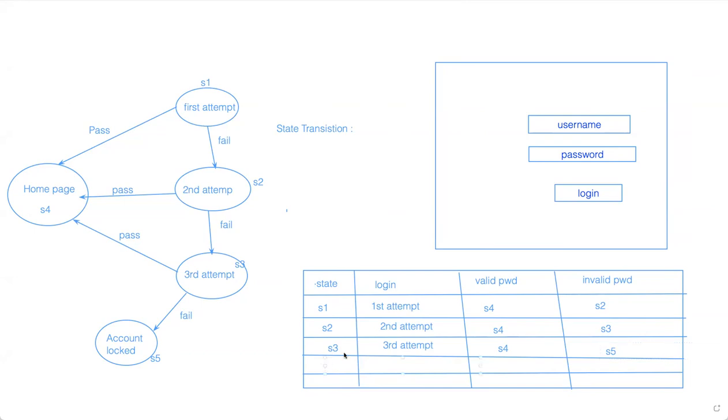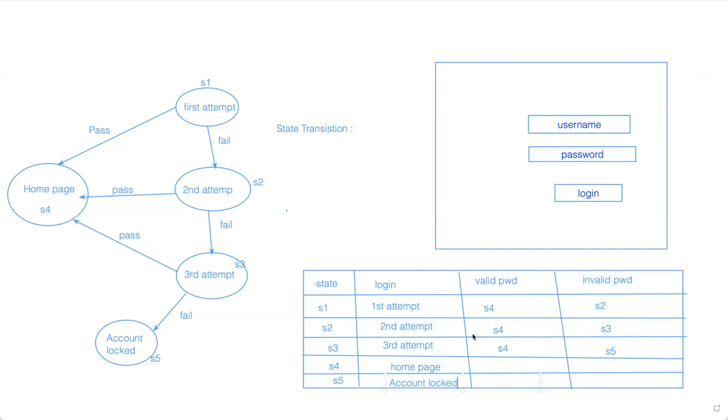S4 indicates Home page. S5 indicates Account block. So based on the state transition diagram, I have drawn a state transition table.